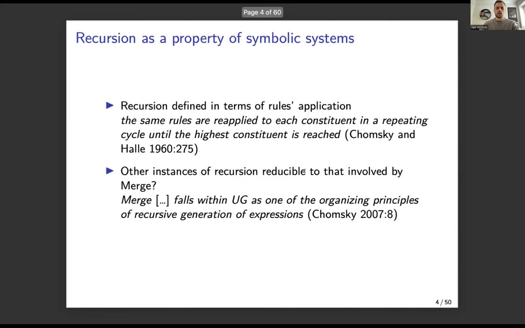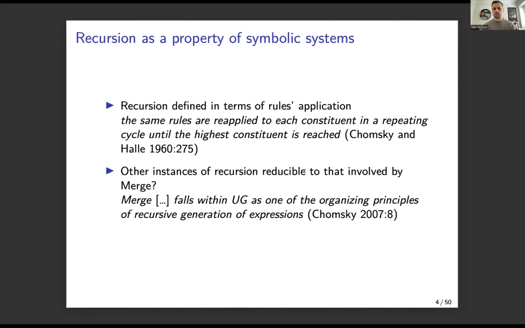Now, this gave rise to the tacit assumption that recursion lies in syntax alone. But actually, if we move back to the beginning of generative grammar, this is not that clear. What is definitely the case is that recursion was defined in terms of rule application, like in 1960, where Chomsky and Hale state that the same rules are reapplied to each constituent in a repeating cycle until the highest constituent is reached. But there is nothing said about the type of those rules.